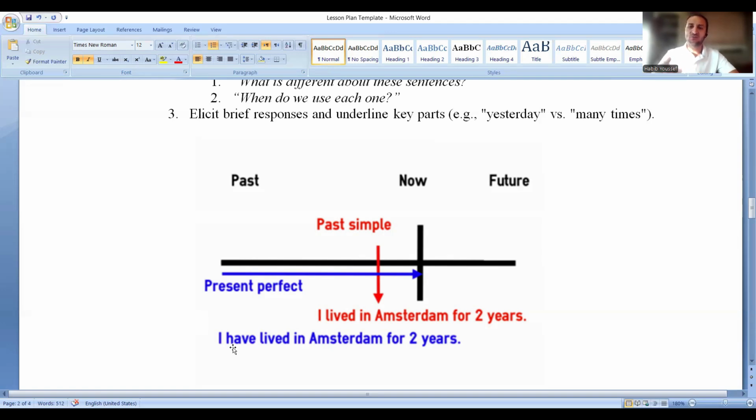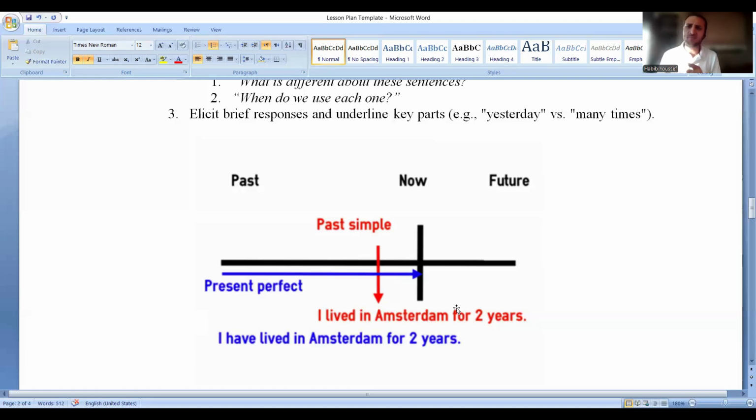And let me ask you another question. Does he still live in Amsterdam, or does he not live in Amsterdam anymore? You're right. He still lives in Amsterdam. So that's the present perfect. But the past simple in red, I lived in Amsterdam for 2 years, means he doesn't live in Amsterdam anymore. It was in the past. Something happened in the past.